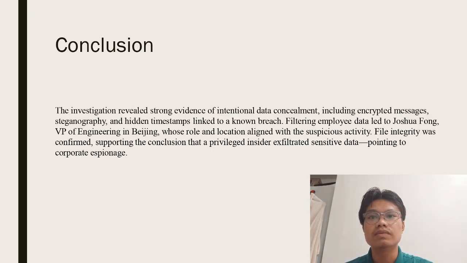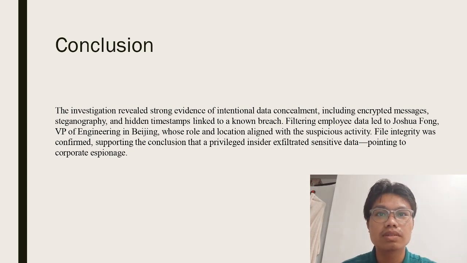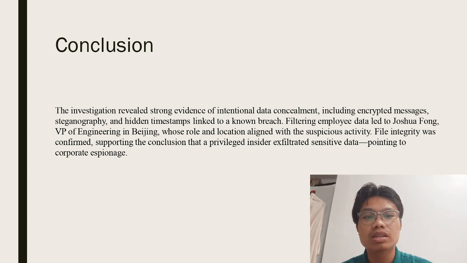For the conclusion, the investigation reveals strong evidence of intentional data concealment, including an encrypted message, steganography and a hidden timestamp linked to a past breach. Filtering the employee data also led to Joshua Fong, VP of Engineering in Beijing, whose role and location align with the suspicious activity. The file integrity was confirmed, supporting the conclusion that a privileged insider exfiltrated sensitive data, pointing to corporate espionage.